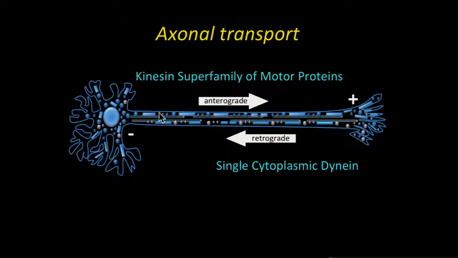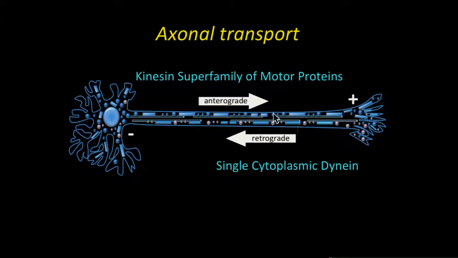Axons have microtubules that have a unidirectional polarity. The microtubules are situated plus end out, and the minus ends are situated towards the cell body. This is important because the motors that carry cargo throughout the axons only walk in one direction. Kinesin motors, which are an entire superfamily composed of about 45 different genes with multiple isoforms, are responsible for anterograde transport, which is plus end directed.